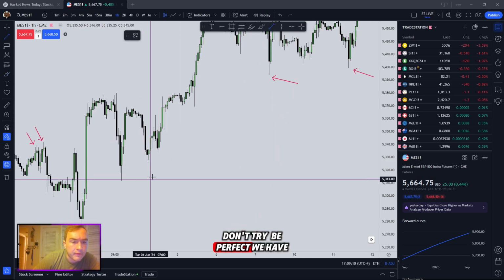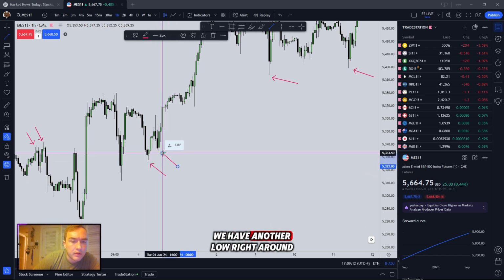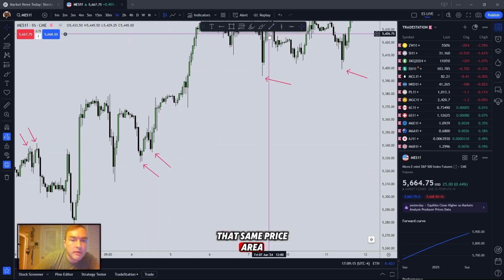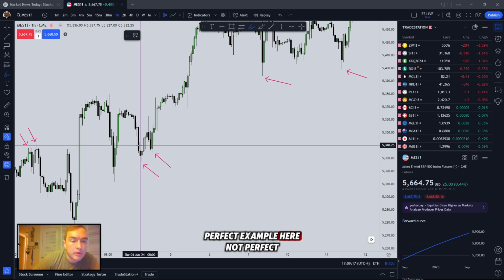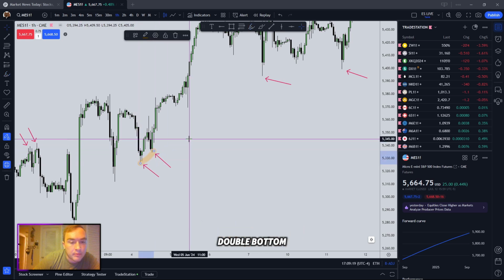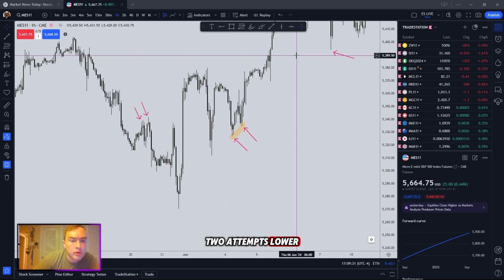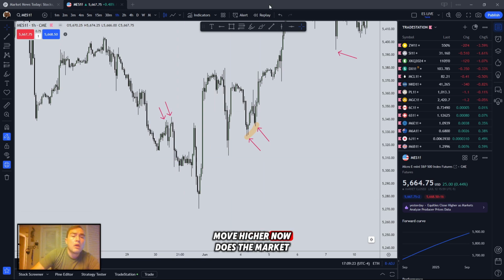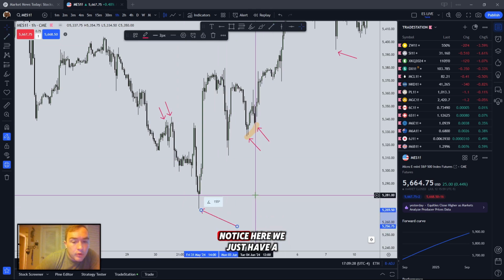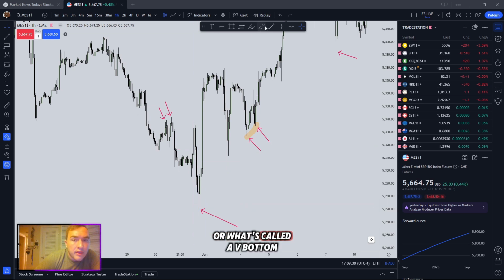Don't try and be perfect. We have a low, we have another low, right around that same price area. Perfect example here. Not perfect, but it's a great example here for a double bottom. Two attempts lower, move higher. Now, does the market always make a double bottom? No. Notice here we just have a single, or what's called a V bottom.